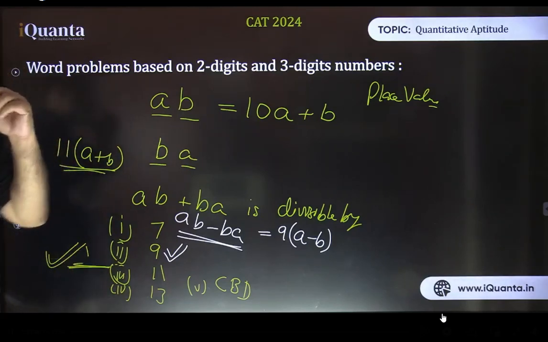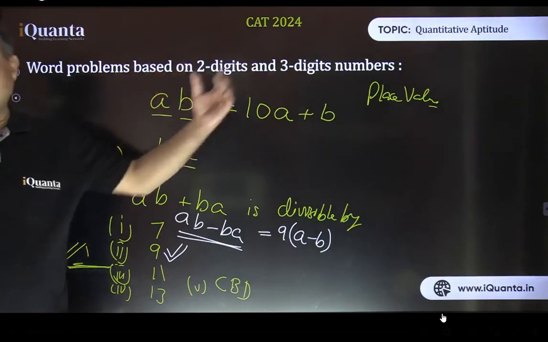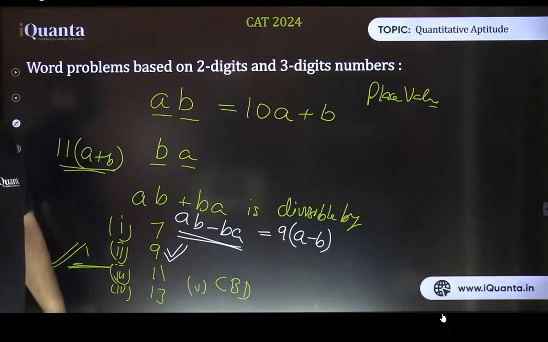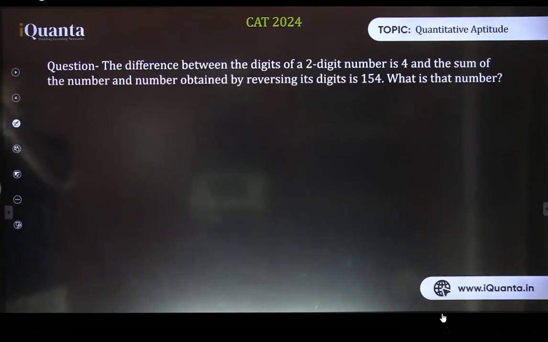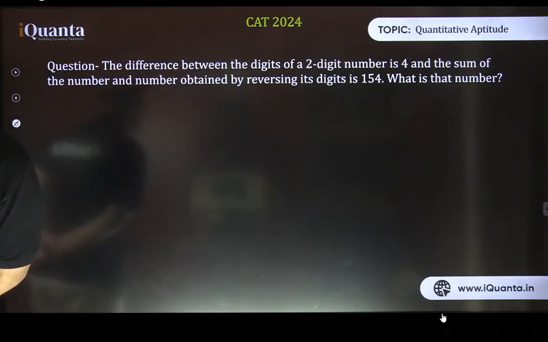Sometimes we are given some information about the numbers, whether it is a 2-digit number or a 3-digit number, and then we need to simplify it. Similar questions, many questions, have been asked in CAT. So let's solve 2-3 questions for now. Here is the first one for you. Please solve it. It's a very easy question, and I hope you should be able to do it fast.